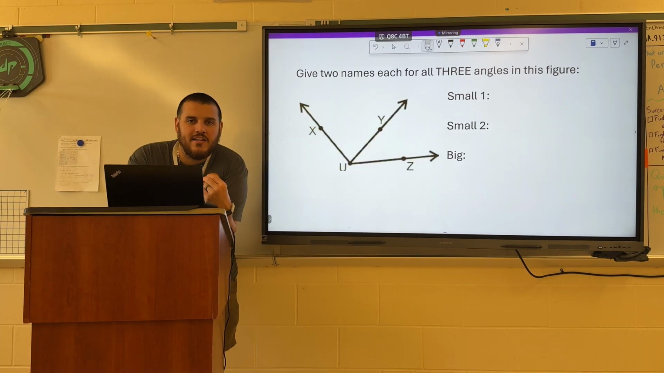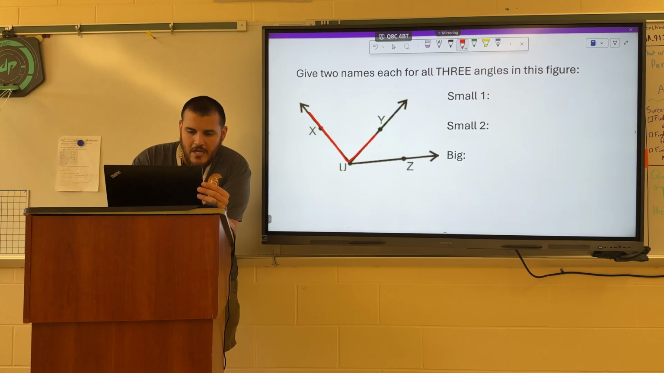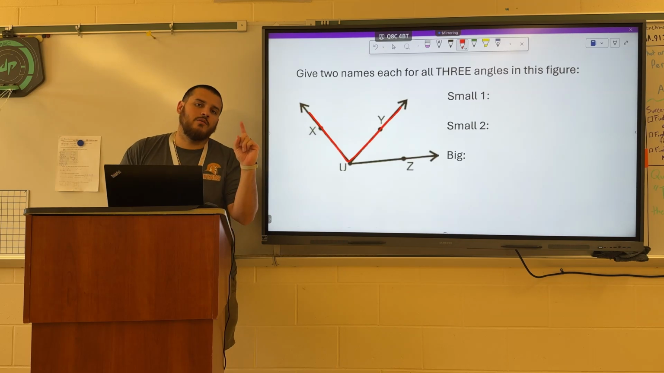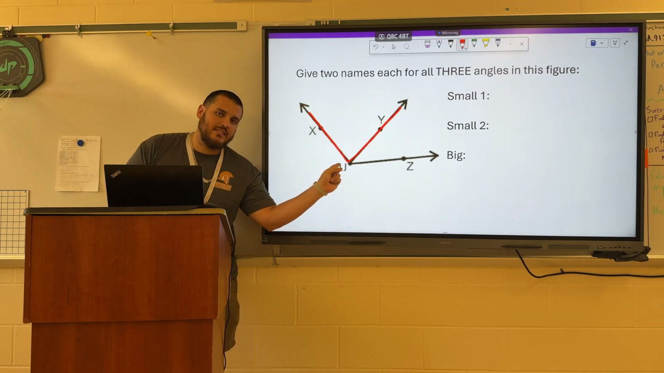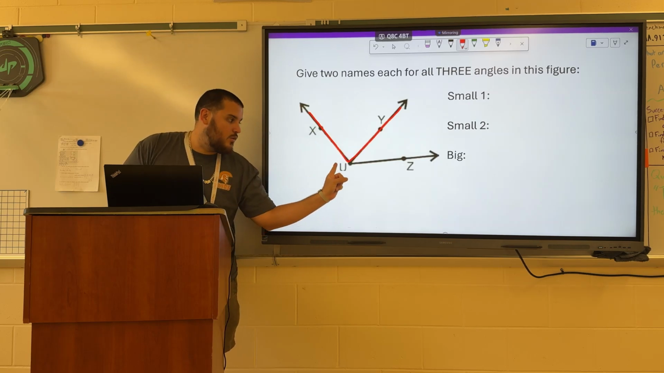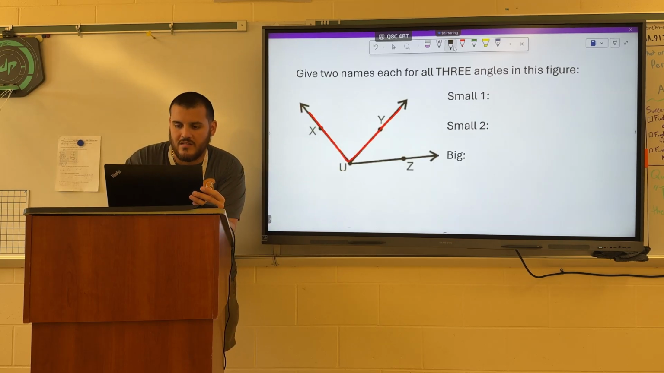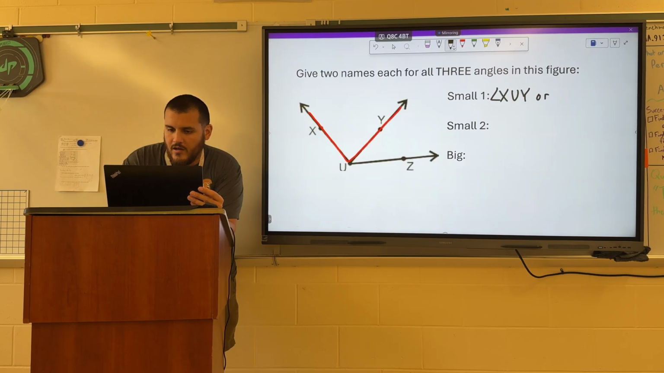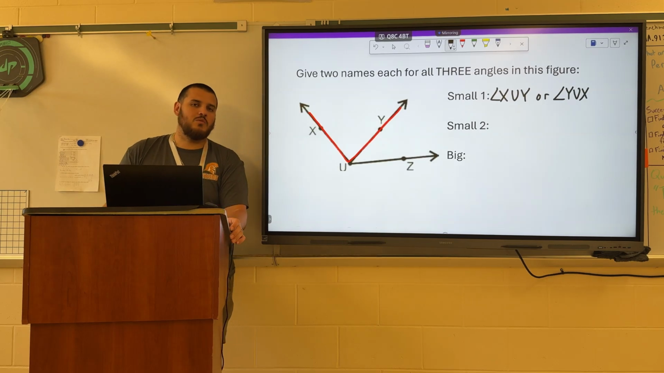Okay, let's see if you have accurate names here for this angle. I'm gonna start off with this one over here. Using the 3 points that are on it, remember the rule being that the vertex has to be in the middle. So I have X, U, and Y. I have 2 ways that I can put U in the middle of this name. I could call it angle XUY, or I can call it angle YUX. Both of those would be appropriate there.